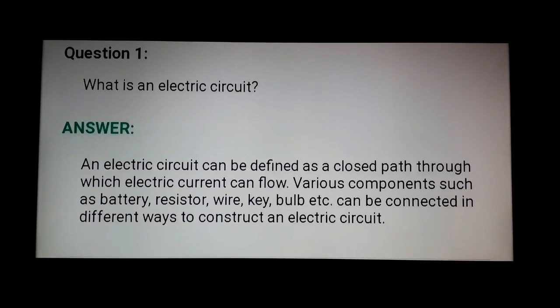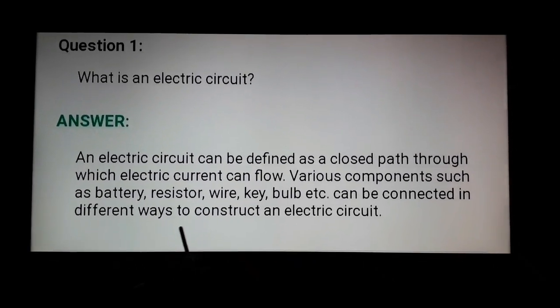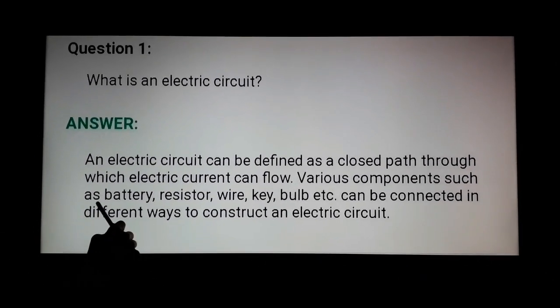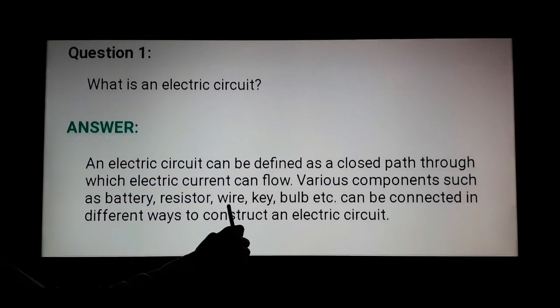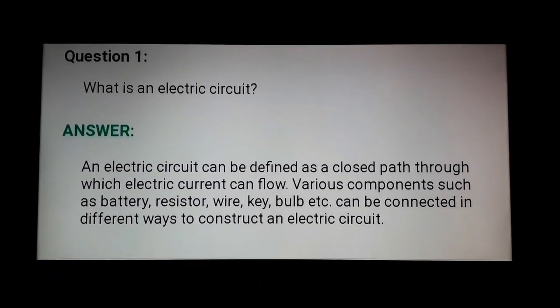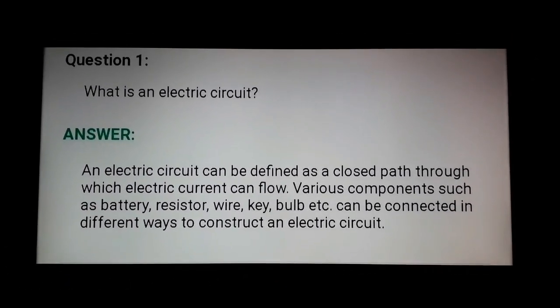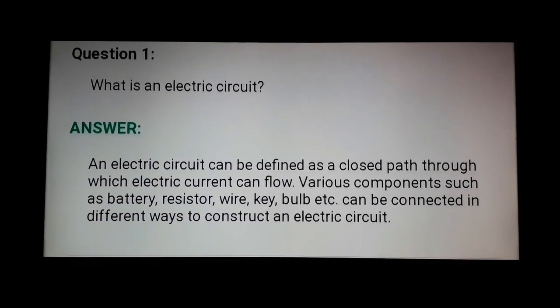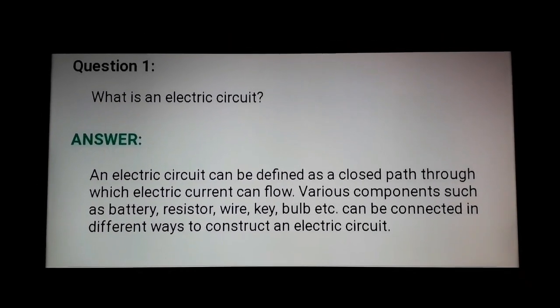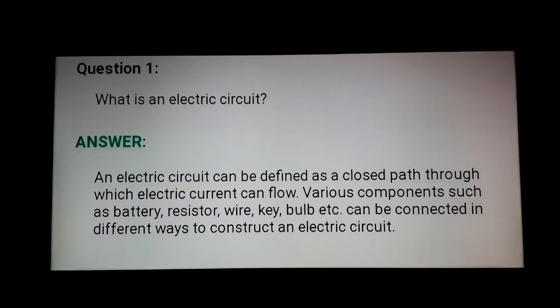Now, we know how an electric circuit is made. That means we know which components are used to construct an electric circuit. But we don't know how to make an electric circuit. So, let's move on to the circuit diagram to clear our doubt of making an electric circuit.